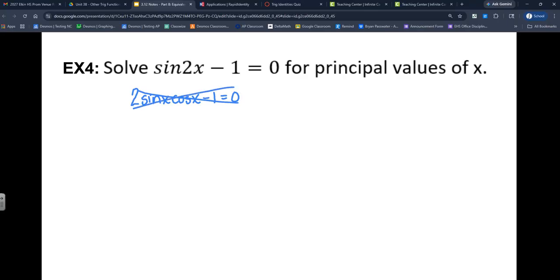Instead, here is what we want to do. Okay, so we do not want to use the identity. We got sine of 2x. I'm going to put parentheses just because I like to there, but you technically don't have to have them. I'm going to add 1 to the other side.